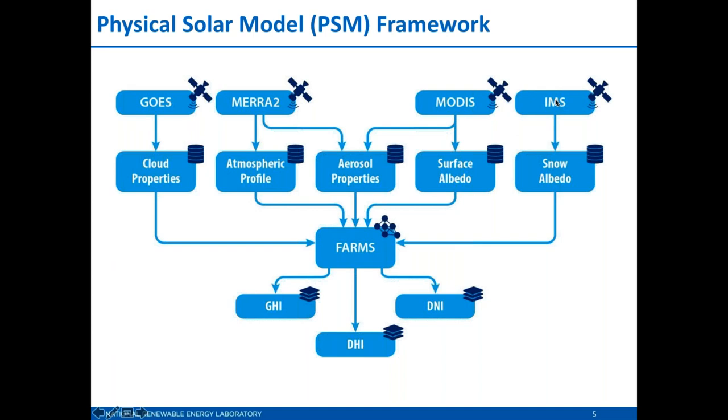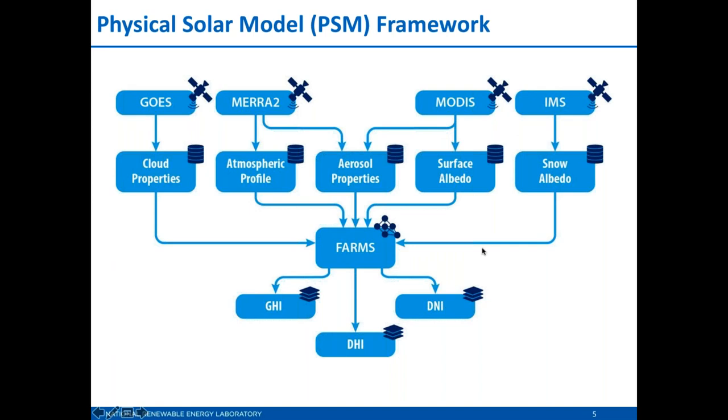So we get the snow cover from the ice, snow and ice data sets, and we use that as another layer when we're doing our algorithms, our calculations. FARMS is our fast radiative transfer model. It takes all of this information and essentially calculates the GHI, DHI, and DNI.